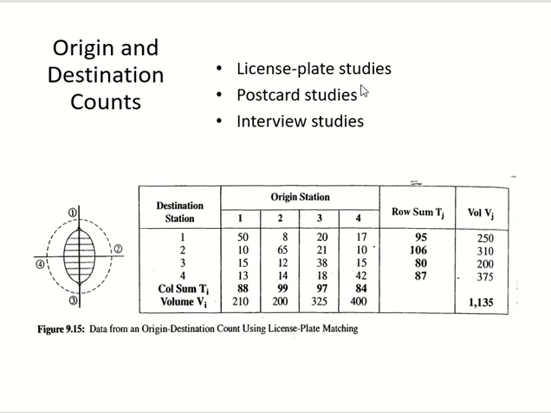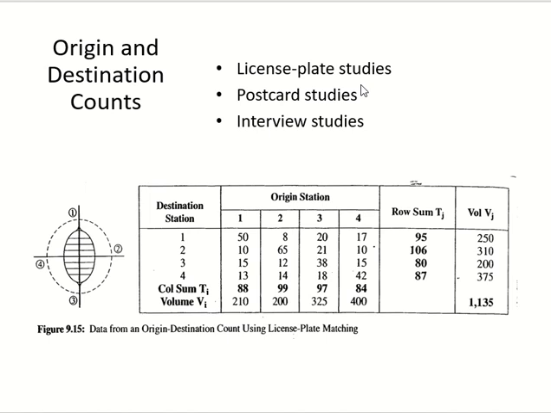Clear? There are 3 methods to do origin destination studies: license plate, postcard, and interview. In the license plate method, at each entry and exit point of all the areas, I place observers who are writing down the license plate numbers of the cars entering and exiting. We call these areas zones. So at all entry and exit points of all the zones, I have observers, and these observers are writing license plate numbers.